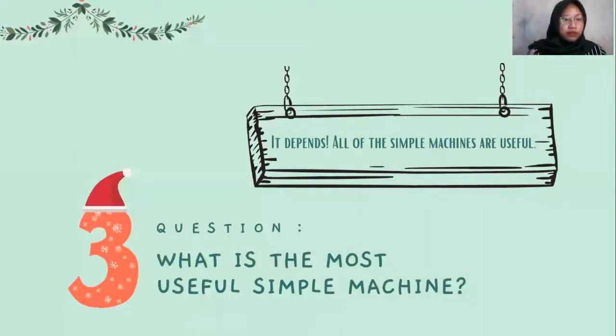Okay, so for the third question, what is the most useful simple machine? Surprisingly, this is a very frequently asked question. What is the most useful simple machine? Well, actually, the answer is it depends. All of the simple machines are useful, so you cannot say that this simple machine is very important and that simple machine is not important. All of them are important and as useful as the others. So it's all equal. It depends on where you want to use it, what you want to use it for, and with whom, because it all depends on the situation.